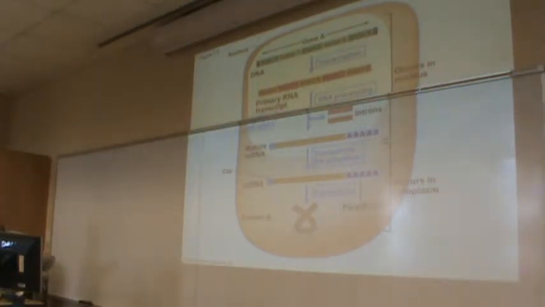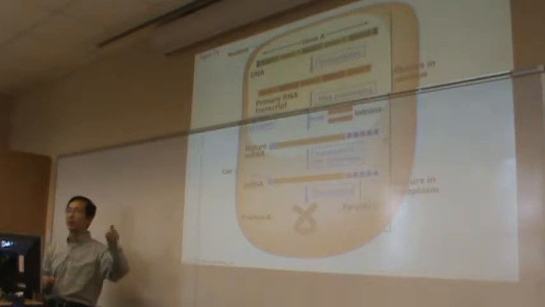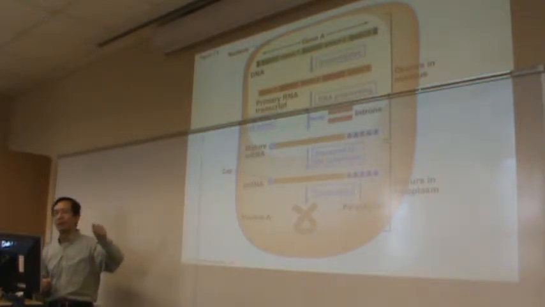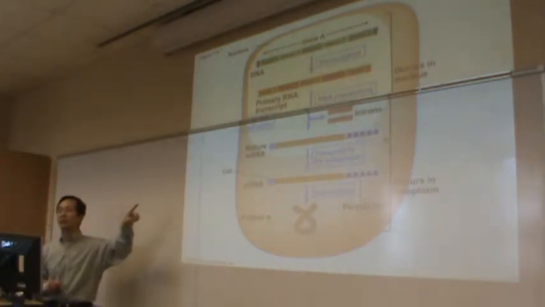So this gene, we have three exons. Now, if in theory any exon can be translated into a protein, how many proteins can this gene generate?